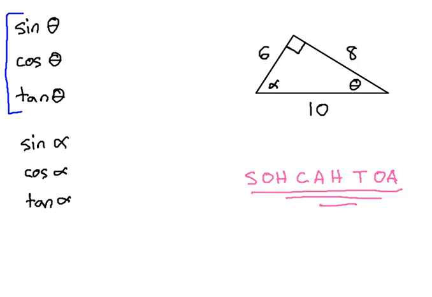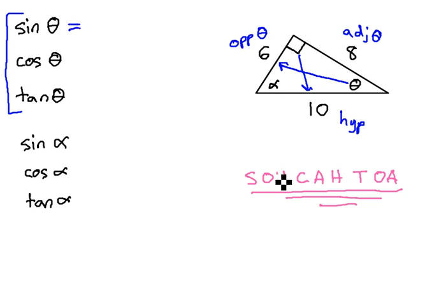Since we're talking about the angle theta in the first three problems, we'll base our labeling system on the angle theta. The side across from theta should be the opposite of theta. The hypotenuse is always opposite the right angle. And the adjacent side is always between our angle and the right angle. So the 8 is going to be adjacent to theta.